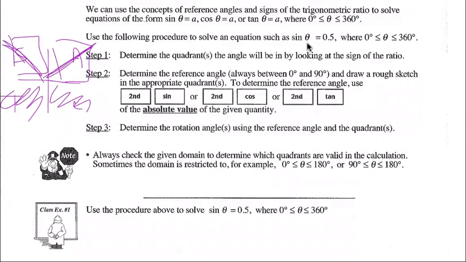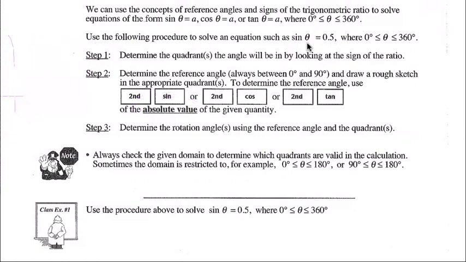Step 2, determine the reference angle, which will always be between 0 and 90 degrees, and draw a rough sketch in the appropriate quadrant. To determine the reference angle, we use the inverse function, or second function, of sine or cosine or tangent to find that angle. And we do that of the absolute value of the given quantity. So that means always this positive value. If this were a negative value, we'd still stick in the positive value, because that's going to cause a little bit of grief. So we always use the absolute value.